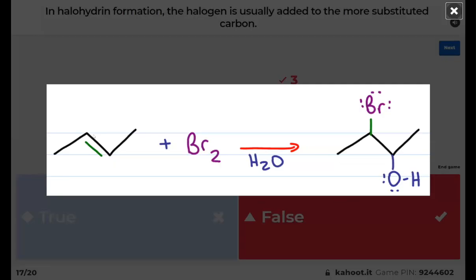If you remember, we are going to form a 3-membered ring intermediate with a bromonium cation, and because it has partial carbocation characteristic, the water will actually be attached to the more substituted carbon, because more substituted can sustain the positive charge better, and this is because of the electrostatic interactions of the C-Br bond. So usually water, like OH, will be attached to the more substituted carbon and not the halogen. So this is false.